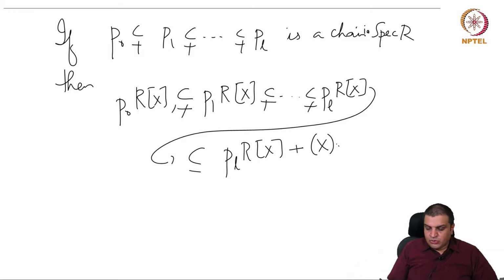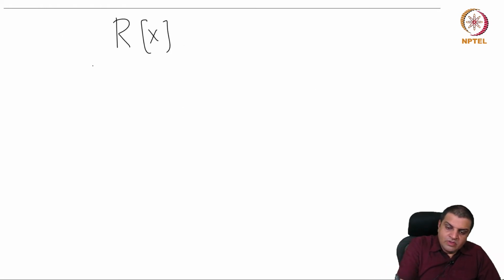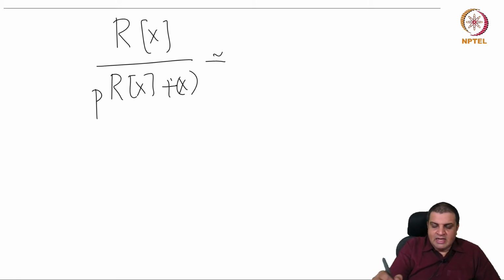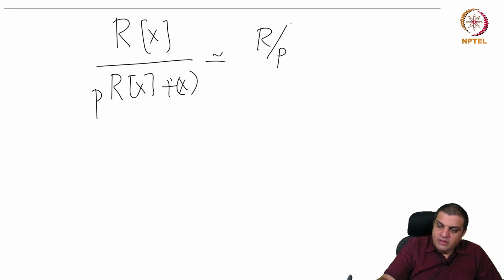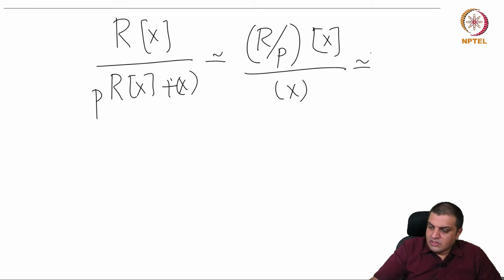So one needs to check that the ideal generated by X is not in this extension, and also that this is a prime ideal. So let's quickly check that. R[X] mod (P R[X], X) is isomorphic to, well, we can first kill this and then X, but then this is isomorphic to (R mod P)[X] modulo X. Then its image is X, and this is isomorphic to R mod P.